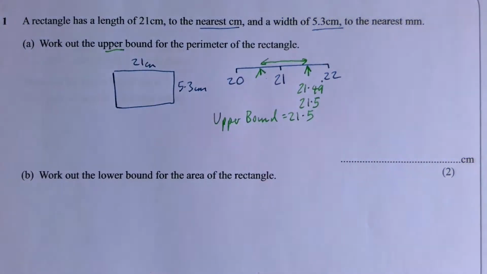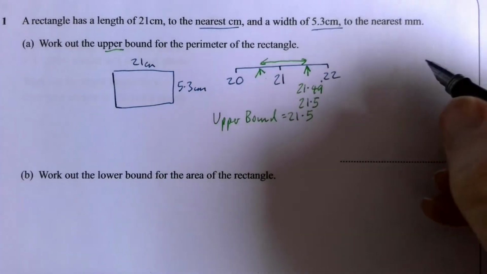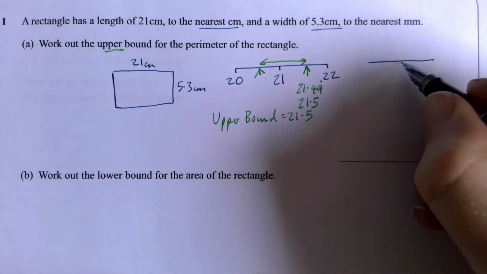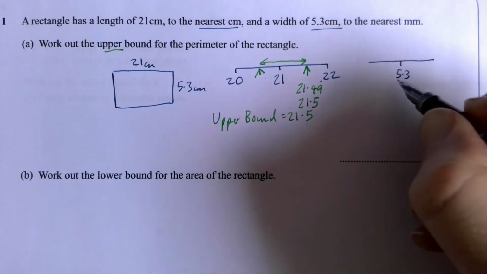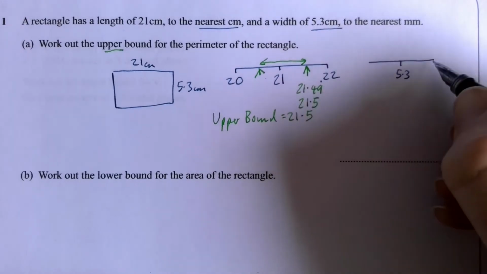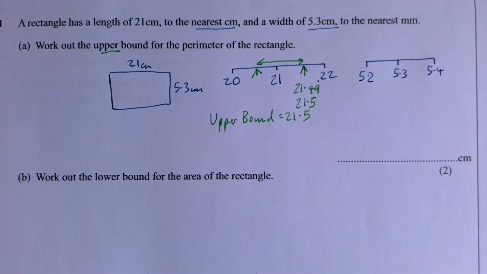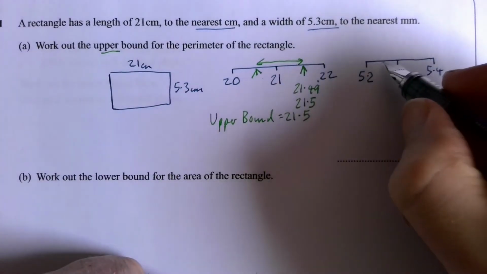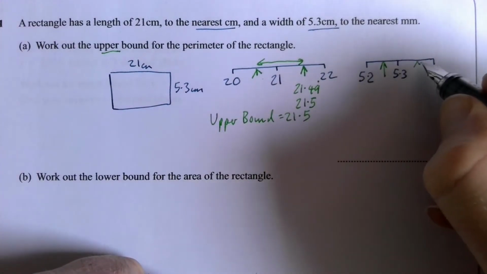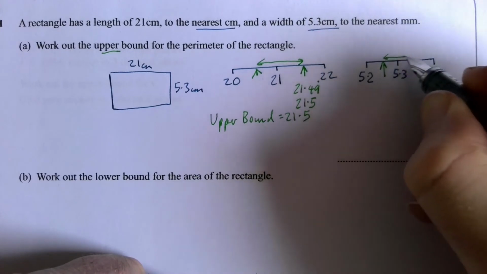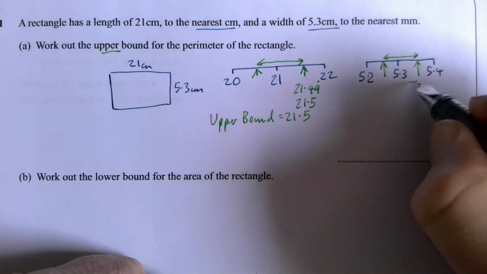Then we're going to need to do a similar thing to consider the width of the rectangle. Now the width is 5.3 centimeters. The next millimeter up would be 5.4. The next one below would be 5.2. So coming in at halfway, we would have 5.35.